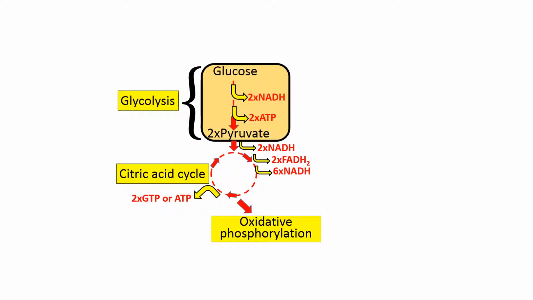During this cycle, for every glucose that is broken down, beginning with this glucose up here, 8 NADH molecules are synthesized within this citric acid cycle, or at least as part of it. 2 when pyruvate enters into the citric acid cycle, and then 6 during the citric acid cycle. So we have a total of 8 NADH molecules being synthesized from every glucose.